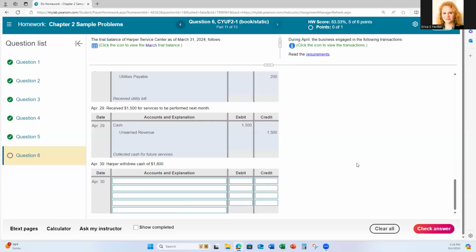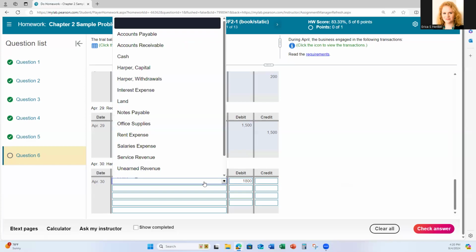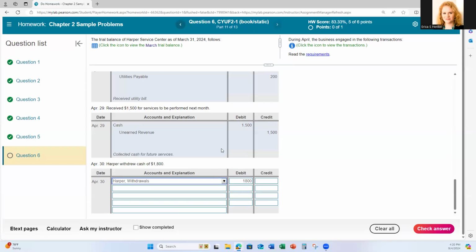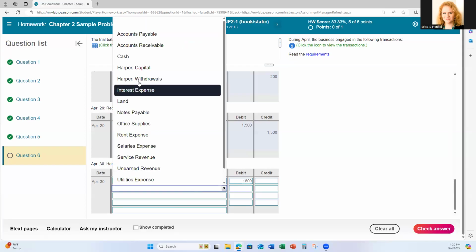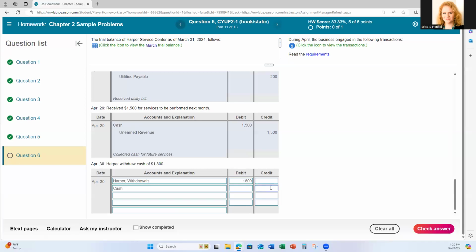All right, and then we had a good month, so we are going to withdraw some cash of $1,800. So credits increase equity, debits decrease equity. Since we're pulling money out, we are decreasing equity. So this is going to be Harper withdrawals. And then it's going to be a credit, or reduction, to our cash.